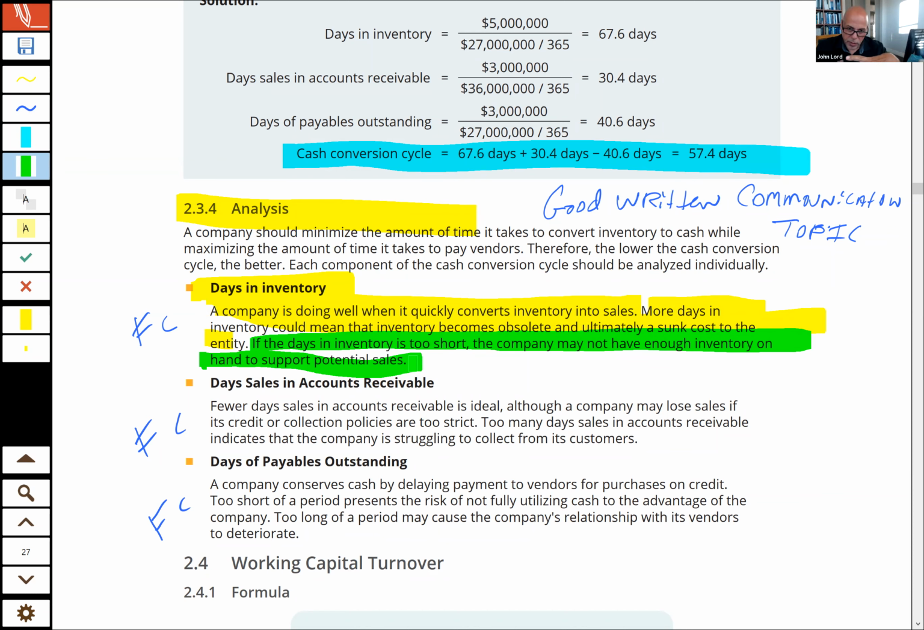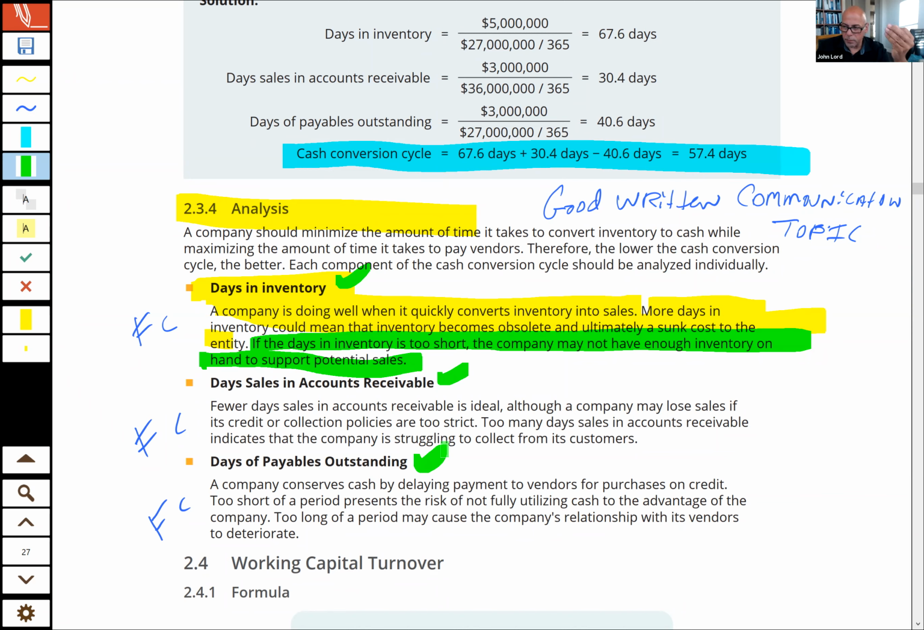So when you get a question like this, right, you're trying to maximize points. So I'm looking, they're asking me about these three things that we've been talking about, but how many items should I be commenting on here?